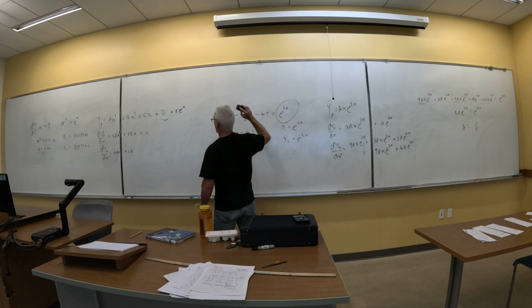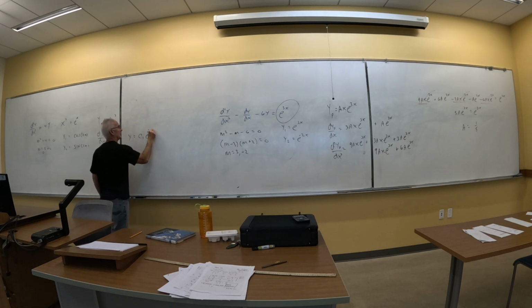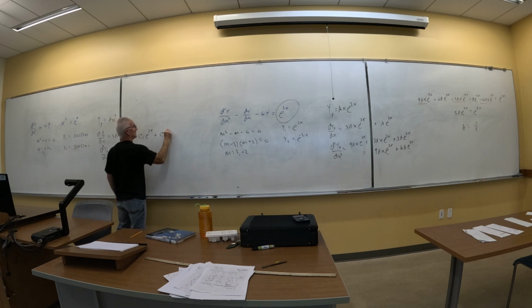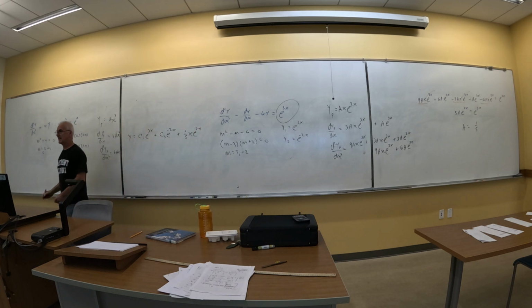So the final answer to this problem then is y equals c1 e to the 3x plus c2 e to the negative 2x plus 1/5 x e to the 3x. And that's how I finish.